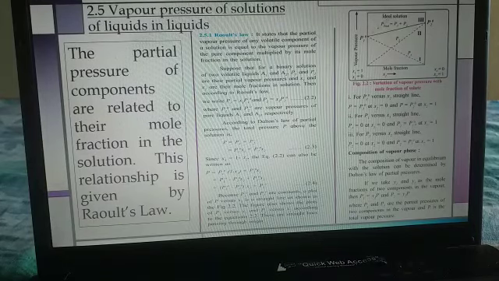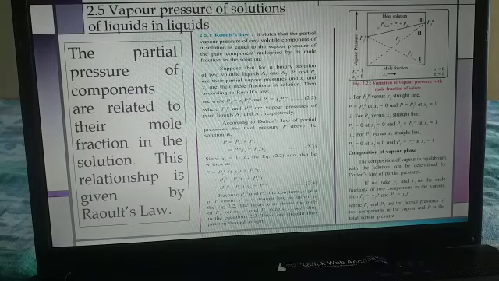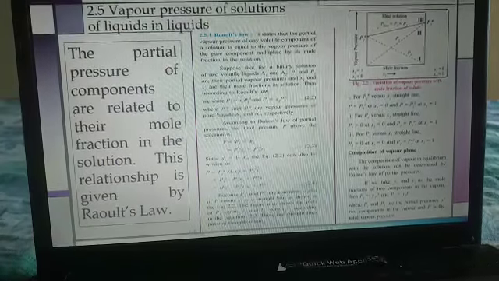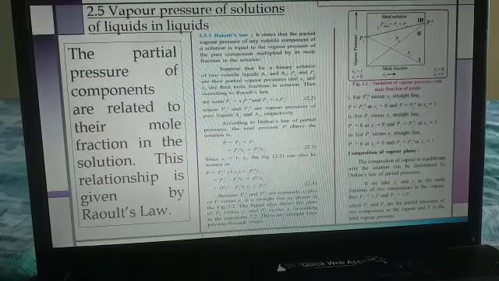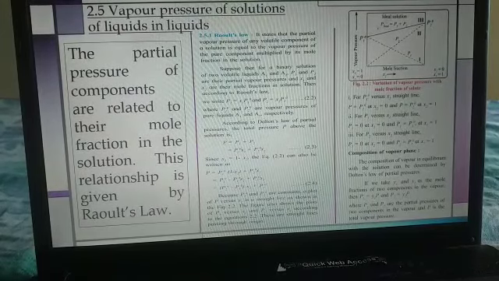The partial pressures of components are related to their mole fractions in the solution. This relationship is given by Raoult's law. So first we must know what Raoult's law is and what the mole fraction is. The partial pressure of a component is related to its mole fraction, so whenever we consider mole fractions, we can take the concept of vapor pressure for the liquid solution.